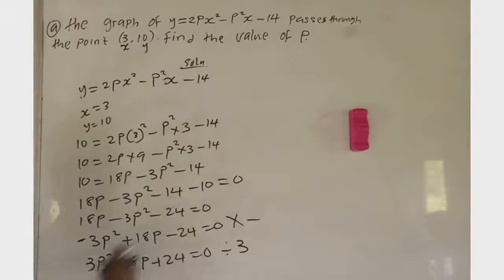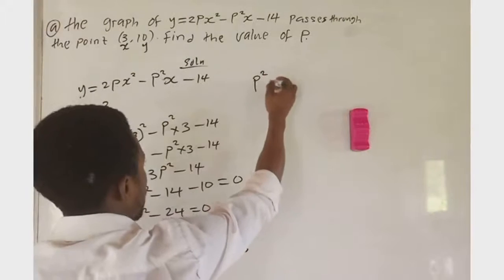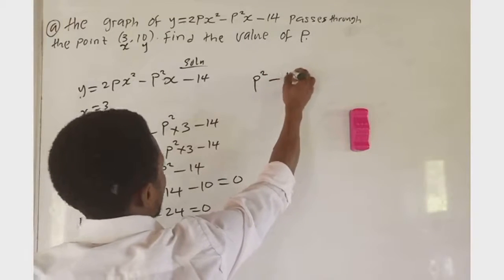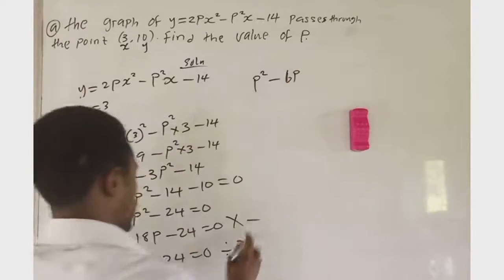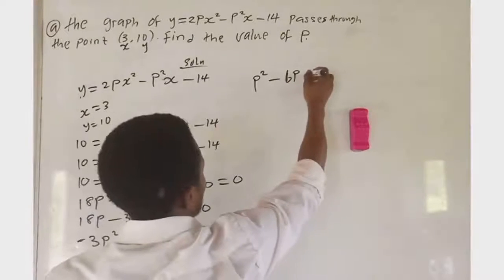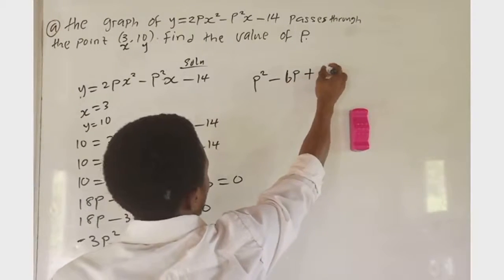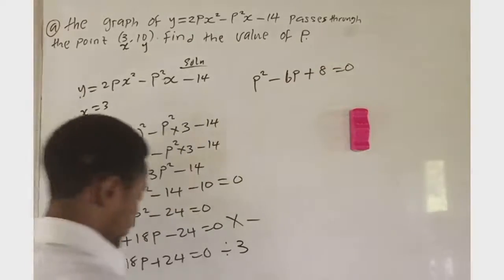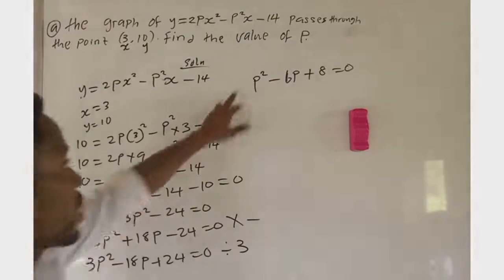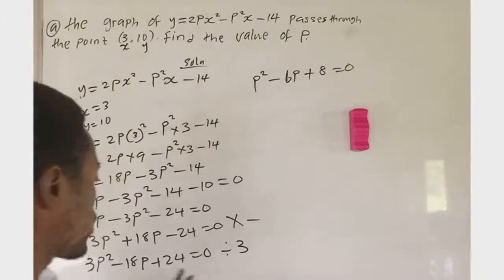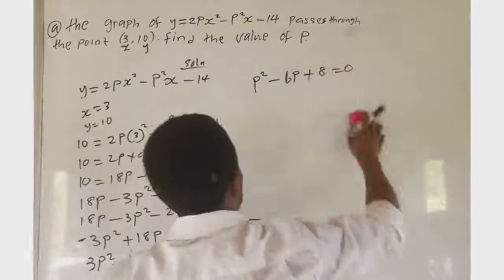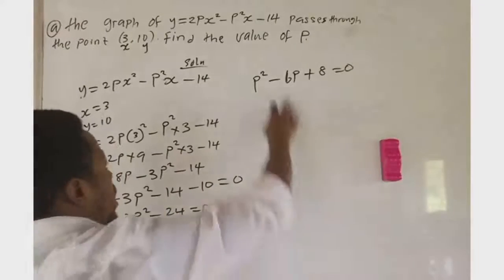So 3 divided by 3, we have p squared; minus 3 divided by 18, we have 6p; 3 divided by 24, we have what? Plus 8 is equal to 0. 3 goes into this, you cancel this 3. This time 3 divided by 18, we have 6. 3 divided by 24, we have our 8 here.